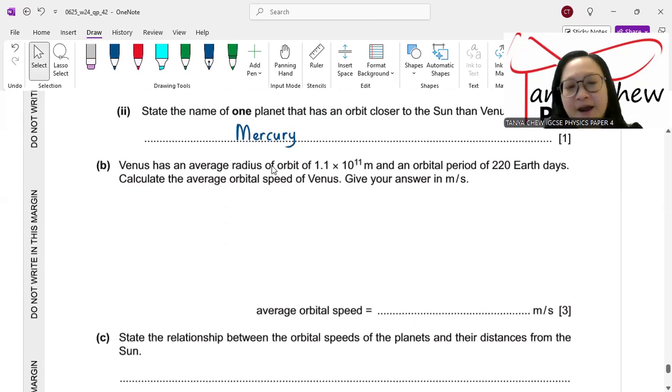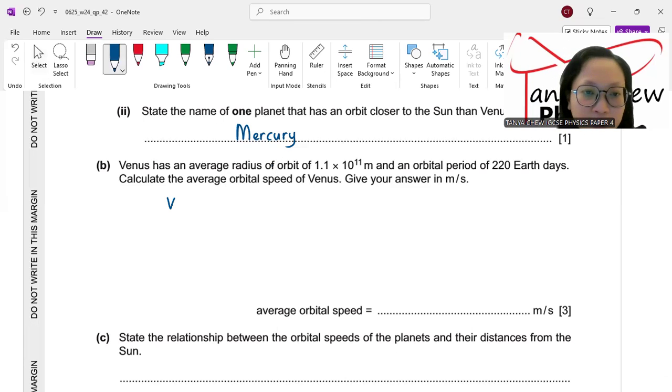B, Venus has an average radius of orbit 1.1 times 10 to the power 11 meter, and an orbital period of 220 Earth days. Calculate the average orbital speed of Venus. Give your answer in meter per second.